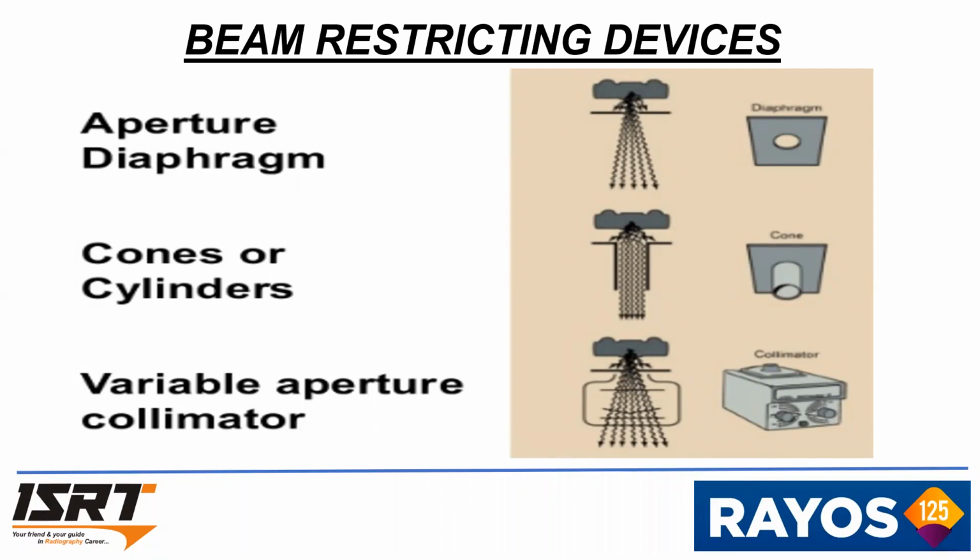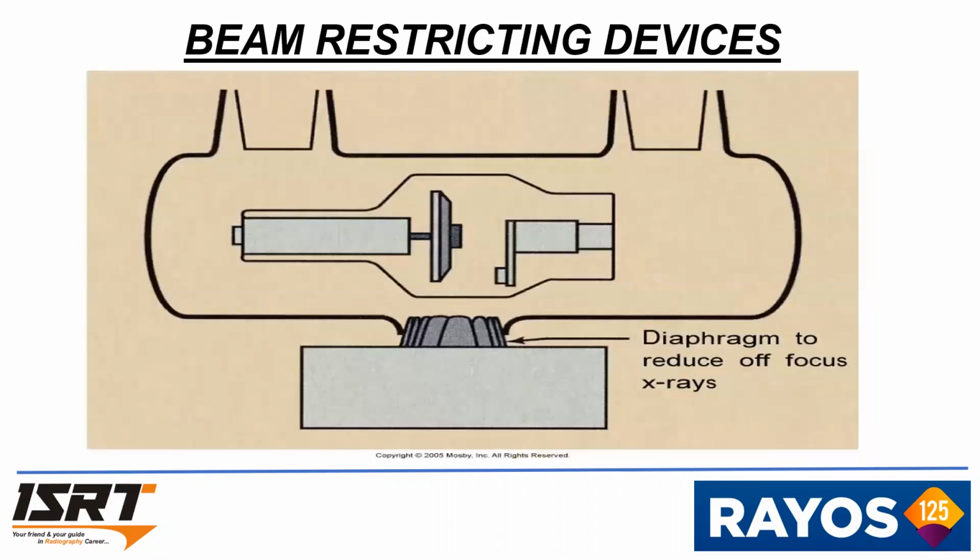In this session, we are going to discuss a few beam restricting devices. One is the aperture diaphragm, another is cones and collimators, and the third is variable aperture collimators. This picture is familiar to all of us. It's an X-ray tube, and in this picture you can see the diaphragm. The diaphragm is a primary beam restricting device. It is directly attached to the X-ray tube.